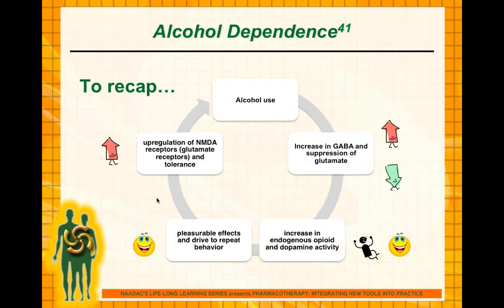So here's just one more recap. To start us off, you have alcohol use, which then increases GABA and suppresses the glutamate. That also increases the opioid and dopamine activity, which causes pleasurable effects and drive to repeat the behavior. And so you repeat the behavior, and therefore there needs to be an upregulation of those glutamate receptors, which then sets in for tolerance, which means there needs to be more alcohol use, which then increases GABA and suppresses the glutamate and increases opioid and dopamine activity, which makes the drinker feel good and they want to do it again, which means the brain's got to adapt some more, which means that the drinker has to drink some more, which starts it over and over again. So I hope that makes a lot of sense to you here.